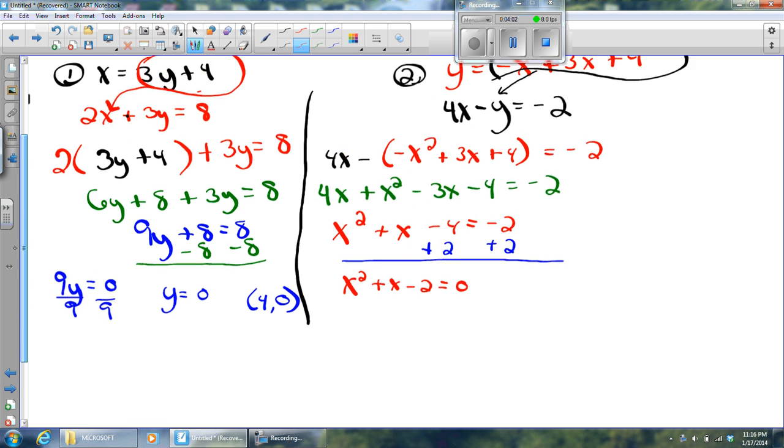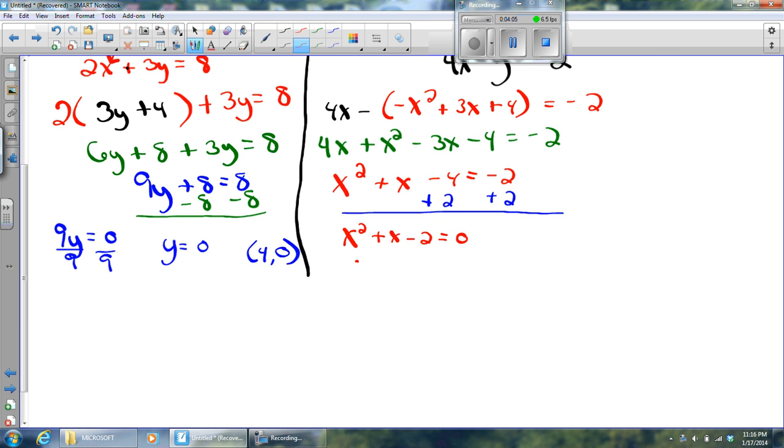And I will factor: x plus 2 and x minus 1. I believe it'll come out to be that. You can verify that. I'm not teaching factoring now. I expect you to be able to do that on your own. And then I'm going to solve. I'm going to get x equals negative 2 and x equals positive 1. So they're going to cross when x is negative 2, and they'll also cross when x is positive 1.